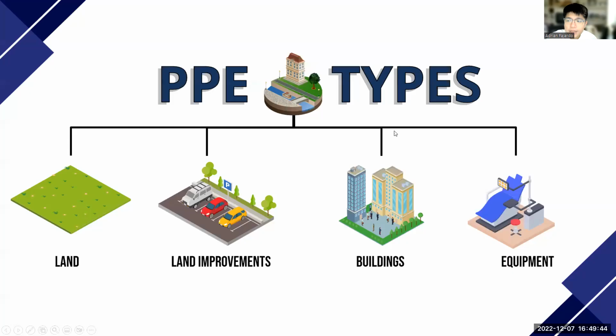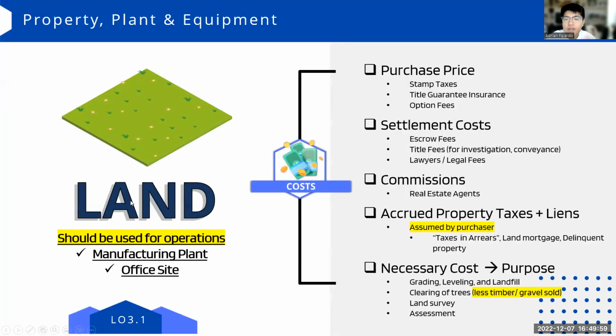And simply, your PPE can be broken down into 4 types. So you have your land, land improvements, your buildings, and your equipment. So 4. Let's first focus on land. Land is basically, again, for it to be categorized as PPE, it should always be used for operations, either as a manufacturing plant or an office site.